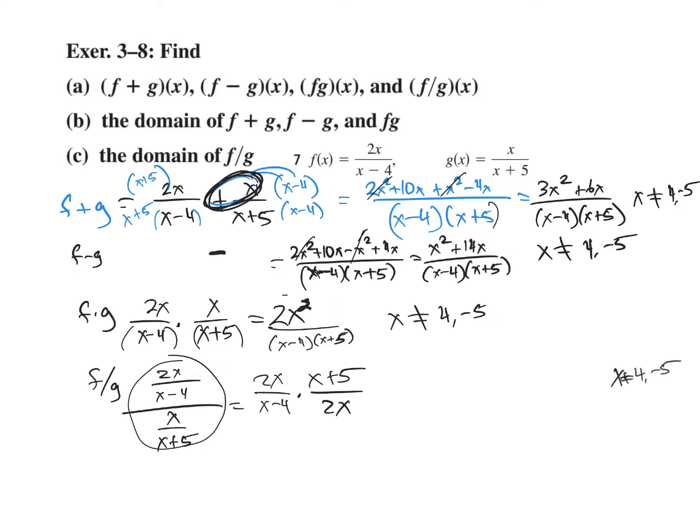And now we're simplifying to see if there's anything else. Distribute, we get 2x squared plus 10x. And on the bottom, we have 2x and x minus 4. Well, if x is 0, the whole denominator goes to 0. So x also can't be 0. And that would be your domain.